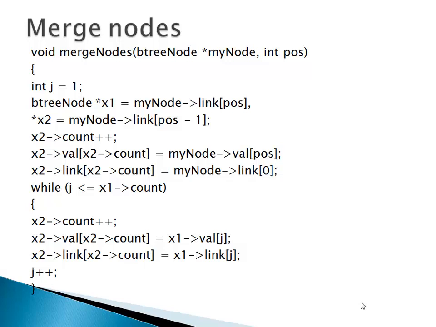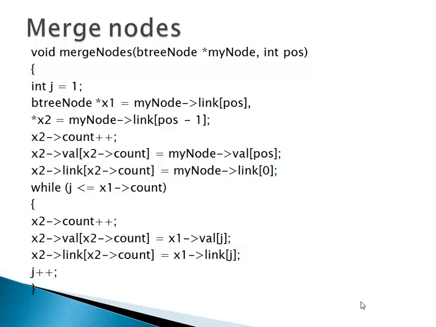This is the case when both the siblings have less than m by 2 keys, then the two nodes are merged into a single node. Here B3 node x1 and x2 are two nodes. We will be merging these two nodes into a single node of x2. So x2 of count plus plus, x2 of value count equal to my node of value position, while j less than or equal to x1 of count.